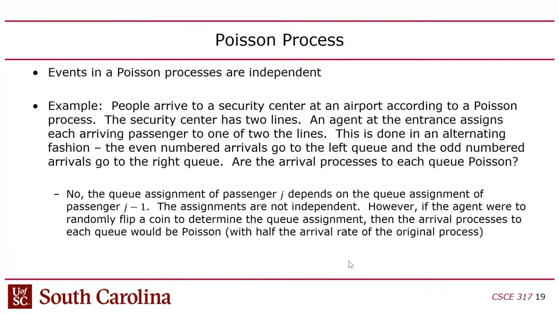No, they're not, because the queue assignment of passenger J depends on the queue assignment of passenger J minus 1. That means they're not independent, and so the individual queues do not behave as Poisson processes. However, if the agent were to randomly flip a coin to determine the queue assignment, then the arrival process to each queue would be Poisson, because technically you would still get half on each over the long run, but it would qualify as being a Poisson. So you can analyze it as a Poisson process.